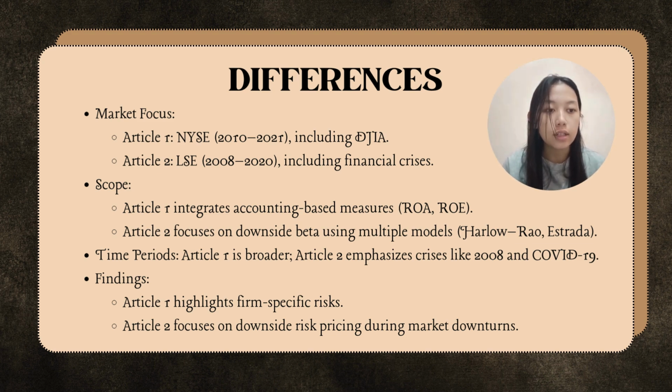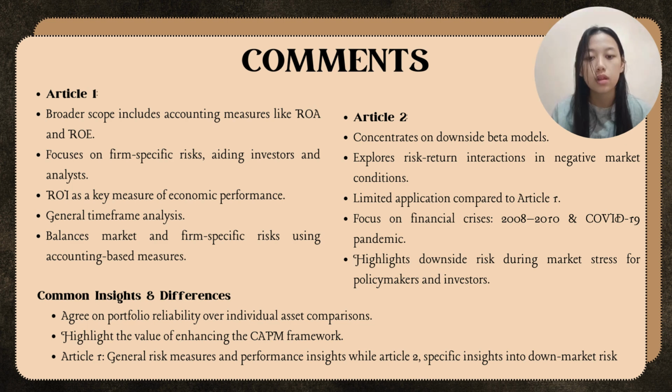On the other hand, Article 2 focuses on the London Stock Exchange from 2008 to 2020 and places a strong emphasis on financial crises such as the 2008 global crisis and COVID-19. Article 2 dives deeper into downside beta models and how risk is priced during market downturns. So, while Article 1 offers a broader methodology, Article 2 provides more insights into how markets behave during stressful periods.